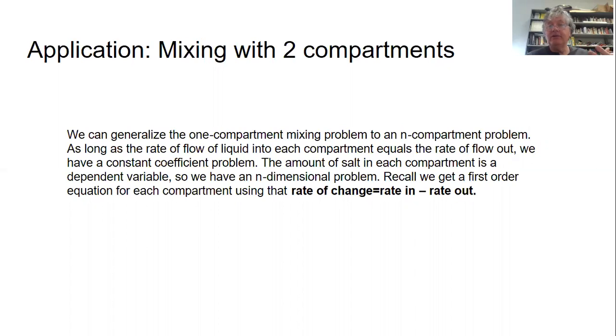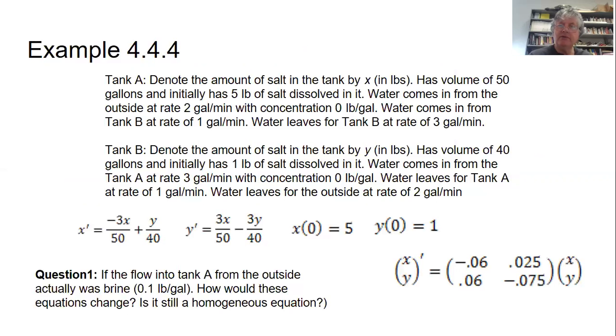If the flows are different, then the coefficients are no longer constant. That's going to depend upon t, because one tank is eventually going to empty. But for each compartment, we get a first order equation, and we figure out its rate of change by the simple fact that the rate of change is going to be the rate in minus the rate out.